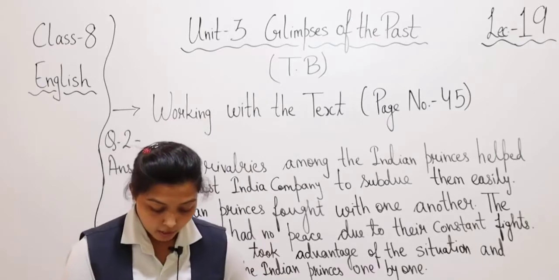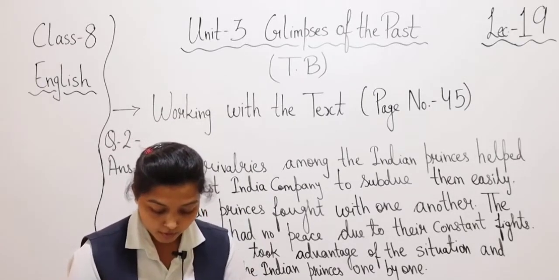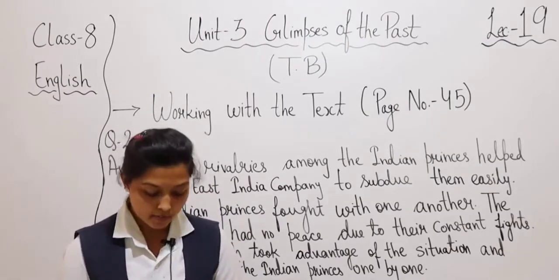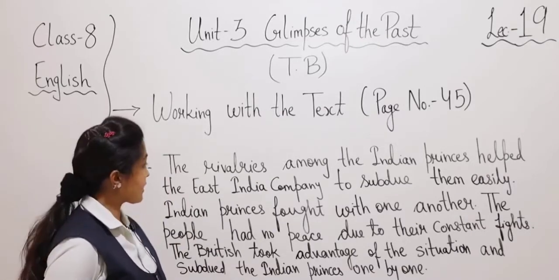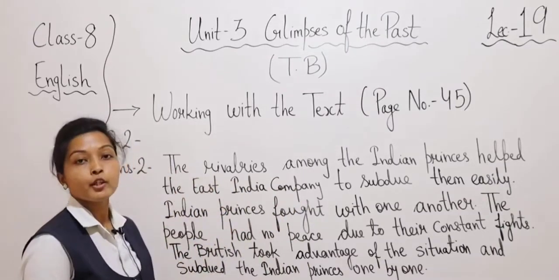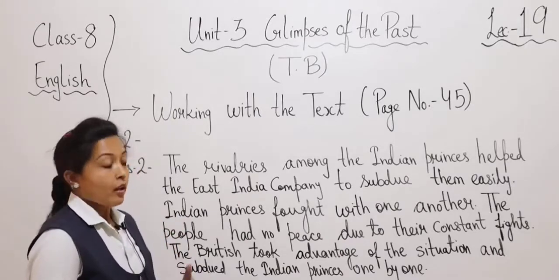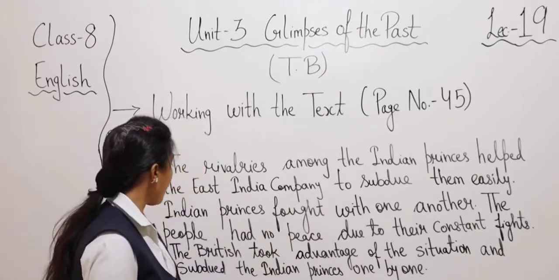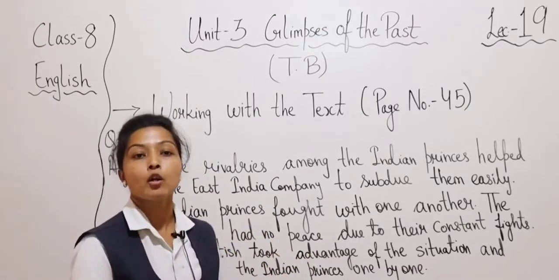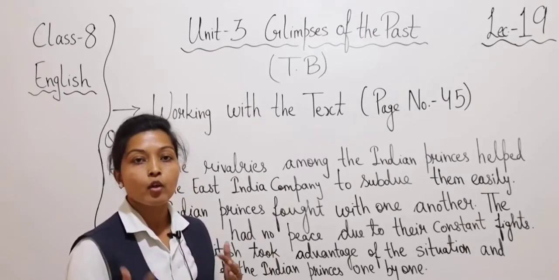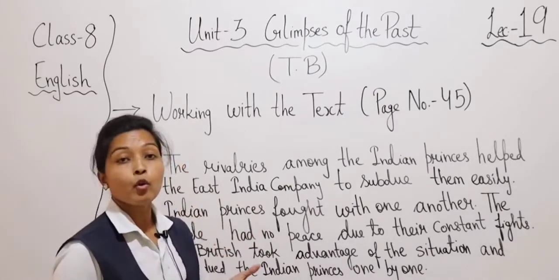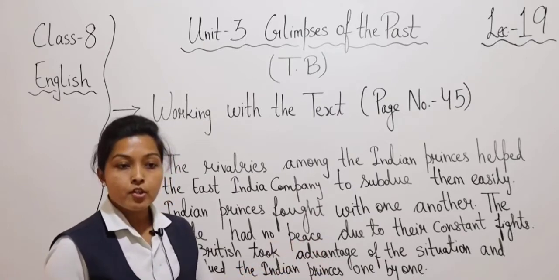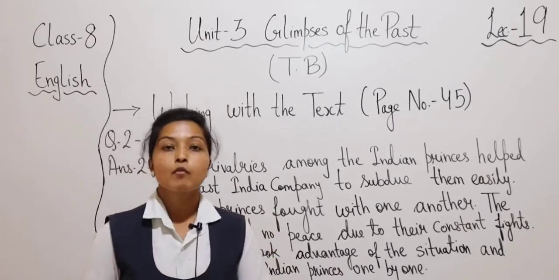The question is, how did the East India Company subdue the Indian princes? How means, how did they subdue the Indian princes? So the answer is the rivalries among the Indian princes helped the East India Company to subdue them easily. Indian princes fought with one another. Now, what are the Indian princes doing? They fought with one another. The people had no peace due to their constant fights, and constant fights means continuous fights. Because of that, people had no peace. The British took advantage of the situation and they subdued the Indian princes one by one.